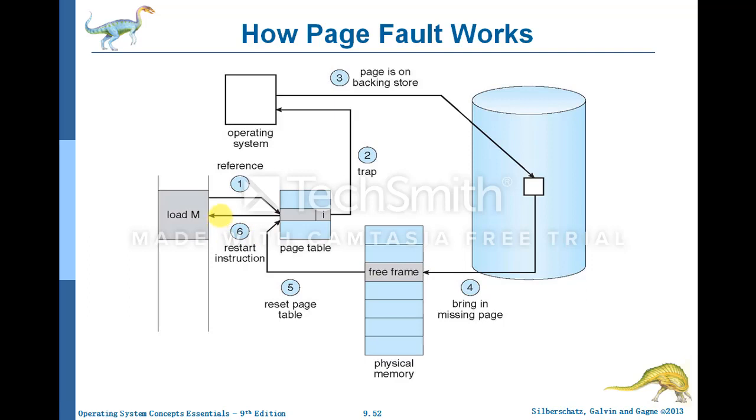After restarting the instruction, the CPU again sends the request to the page table, and let's say the reference M is now in this part with a valid bit, the letter V. It means that M is now loaded in the physical memory. So that is how a page fault works. Let's move back to thrashing.